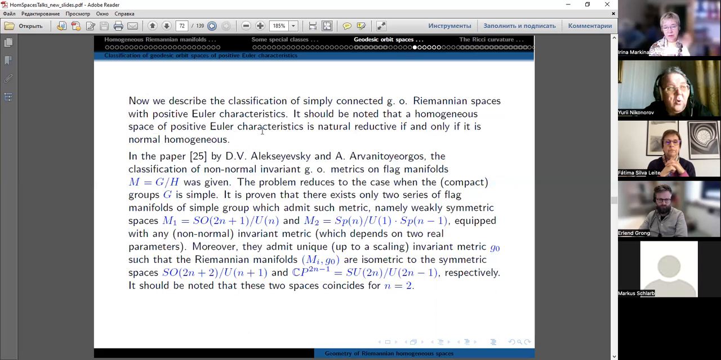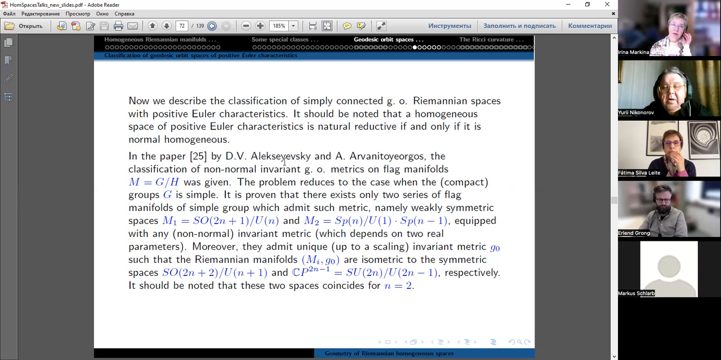I recall that compact homogeneous spaces could have either positive Euler characteristic or zero Euler characteristic. And positive Euler characteristic means that the ranks of G and H, of the isometry group and the isotropy group, are the same. In fact, it's an equivalent property, which means that the homogeneous space G mod H has positive Euler characteristic.